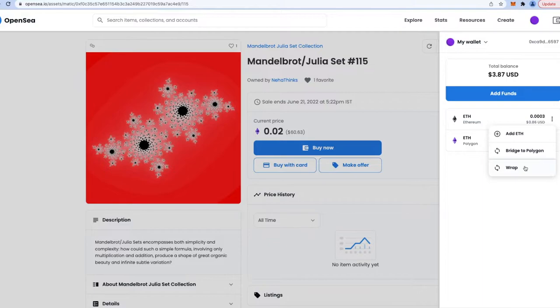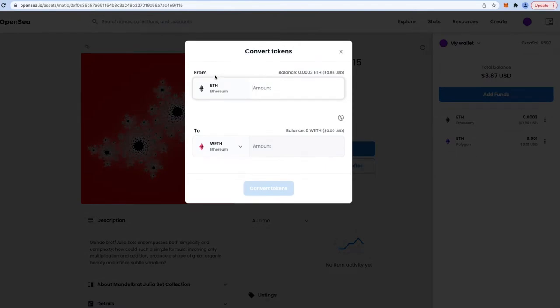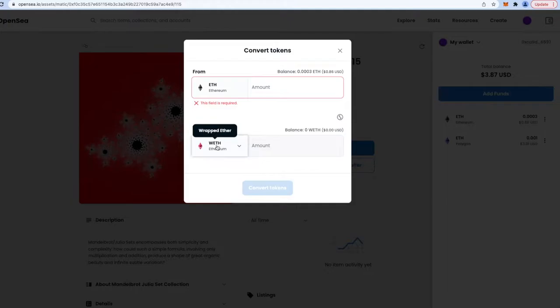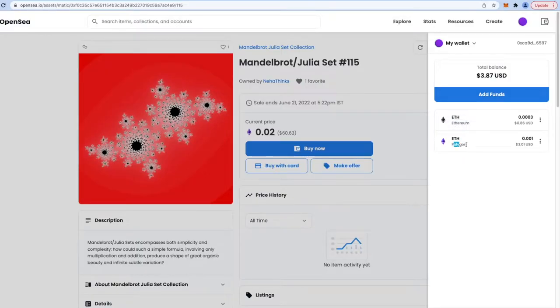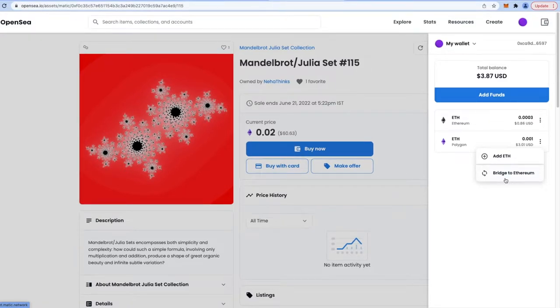Now if you click on the three dots next to ETH on Ethereum, you can see a third option to wrap. If you click on wrap, you can see that you can convert your Ether to wrapped Ether or WETH. Now if you click on the three dots next to ETH on Polygon, you can see there is no third option to wrap. Now in this video, we will try to understand what are these three different forms of Ether, namely ETH on Ethereum, ETH on Polygon and wrapped ETH.